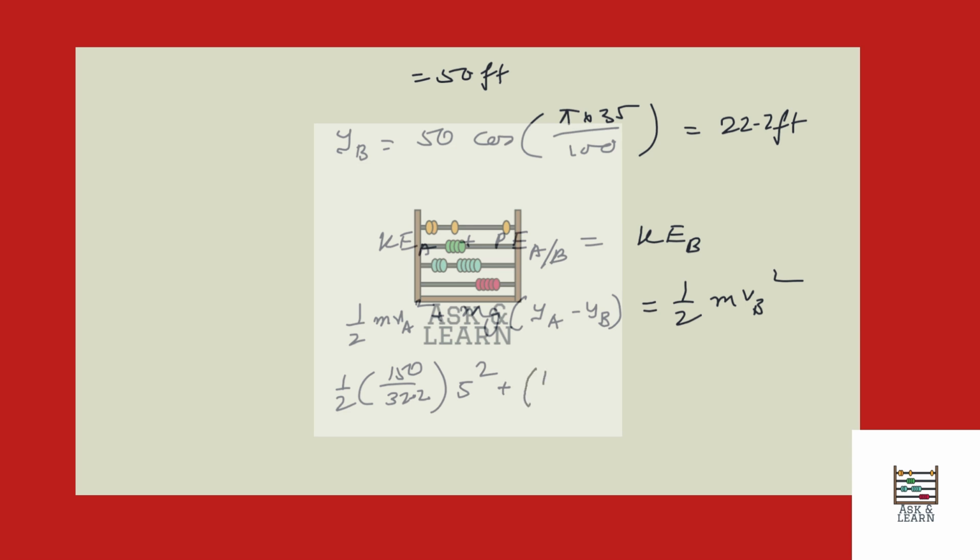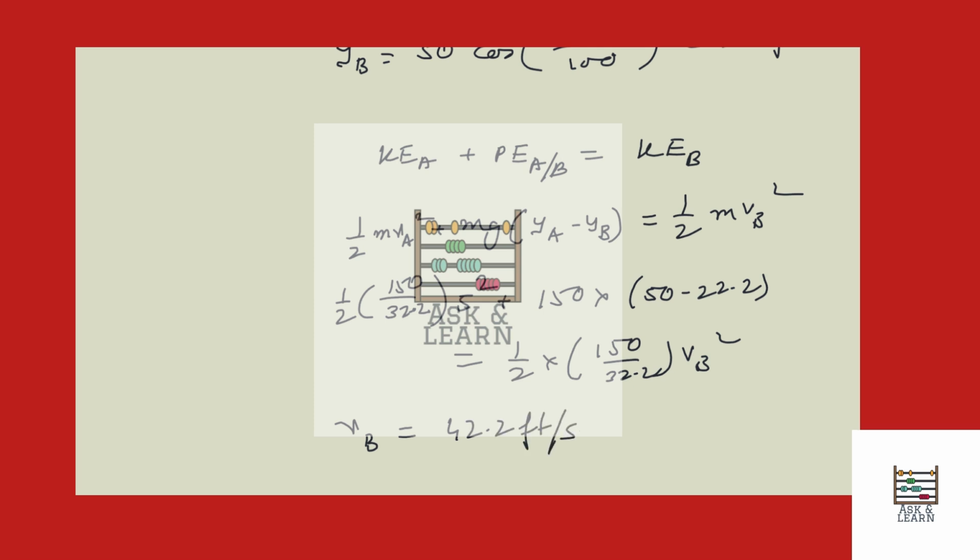Plus, this is second, 150 over 32.2, here only you have got 150. mg is 150 times the difference of height, which is 50 minus 22.2, right? That is equal to half times 150 over 32.2 times v_B squared. So v_B from here will be around 42.2 feet per second. This is the velocity at B.